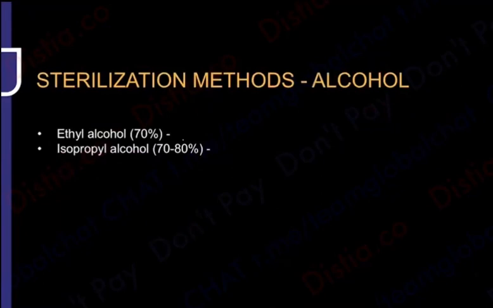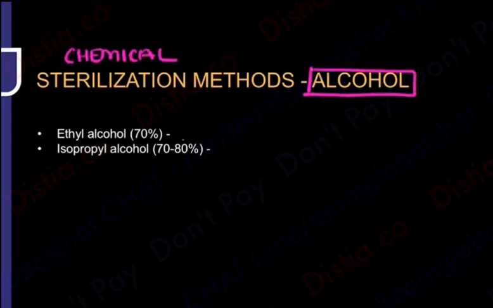of sterilization. Now let us go forward and talk about the chemical methods. Under this, we are going to first start off with the alcohol. So what do we begin with? Chemical methods, lots of chemicals coming your way.